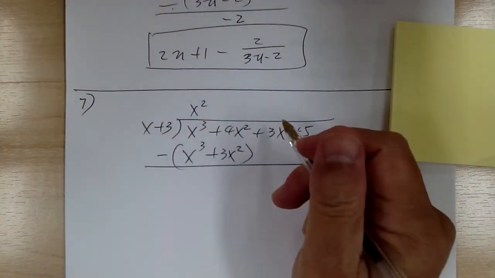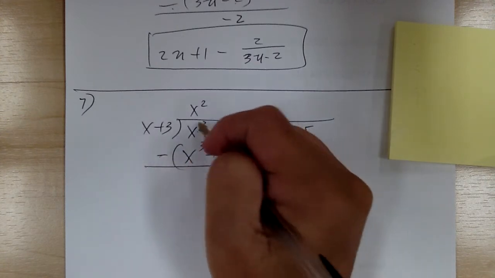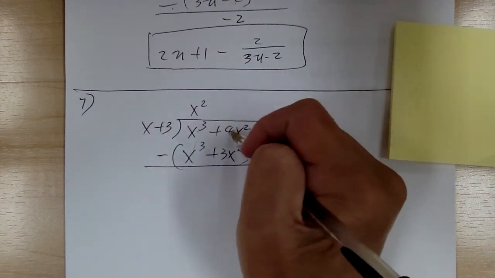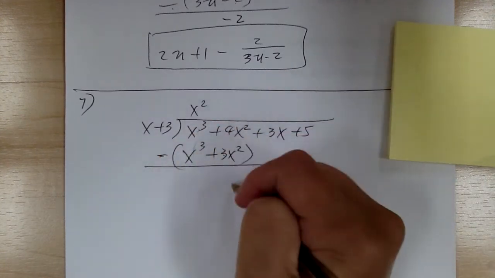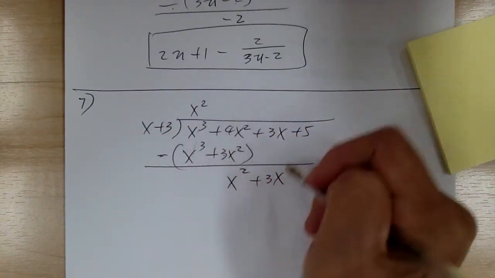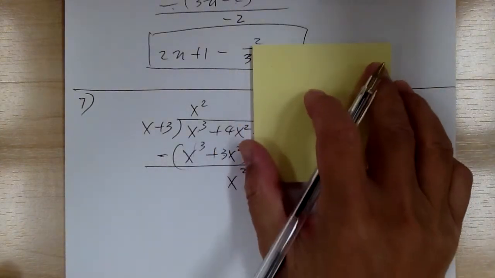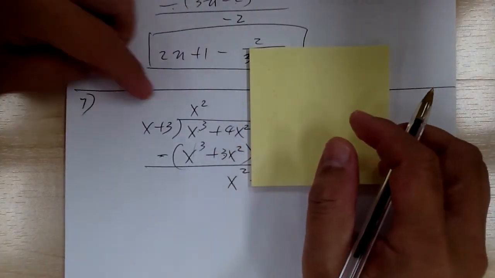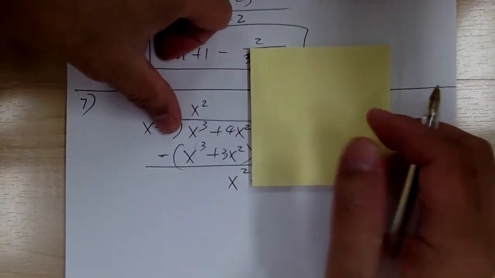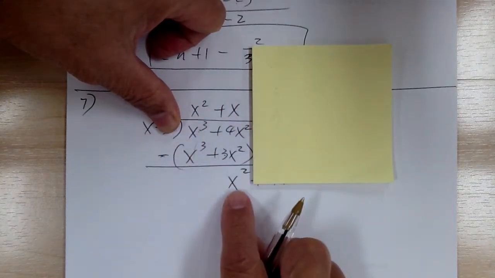Now you subtract. So x cubed minus x cubed always cancels again. The first term always cancels out. Then you've got 4 minus 3, which gives you 1, so you're going to get 1x squared. After you subtract, you drop the next term. Again, look at the first term only. x times x will give you x squared.